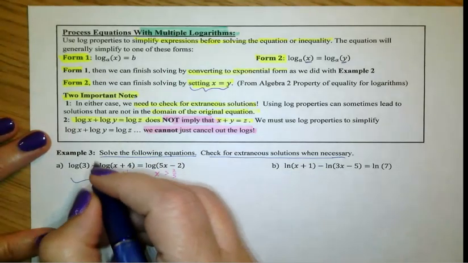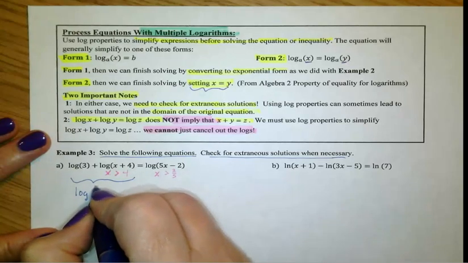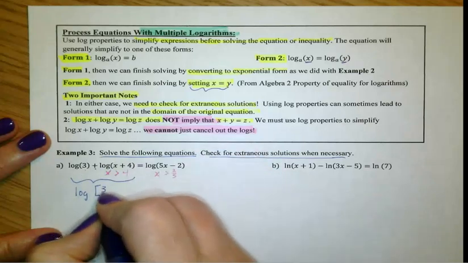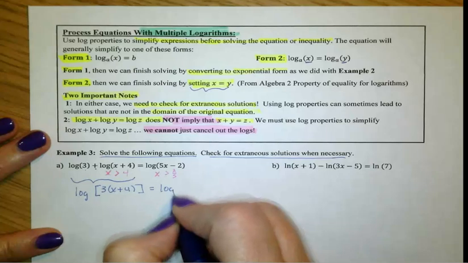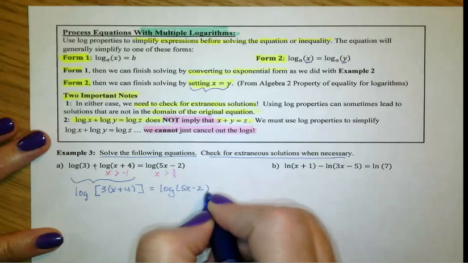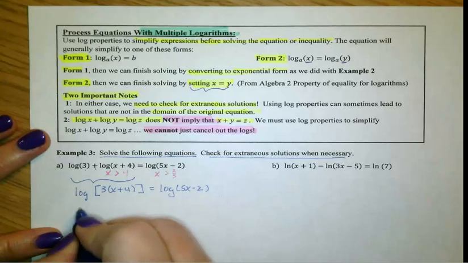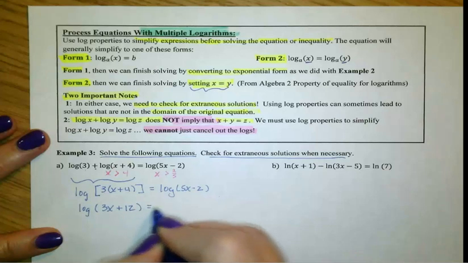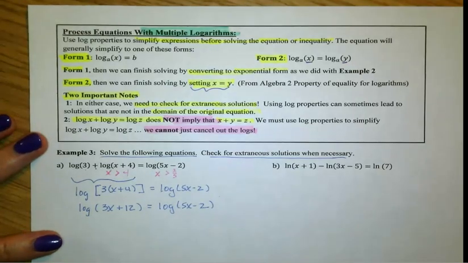The log for this particular problem is log base 10. And then inside the argument, since it's connected by a plus sign, is going to be a product. So I'm going to have 3 times x plus 4. Once I've condensed this side down, I'm going to simplify in here. So I have log of 3x plus 12 equals log of 5x minus 2. That's the first thing I did: I condensed down and got everything put together.